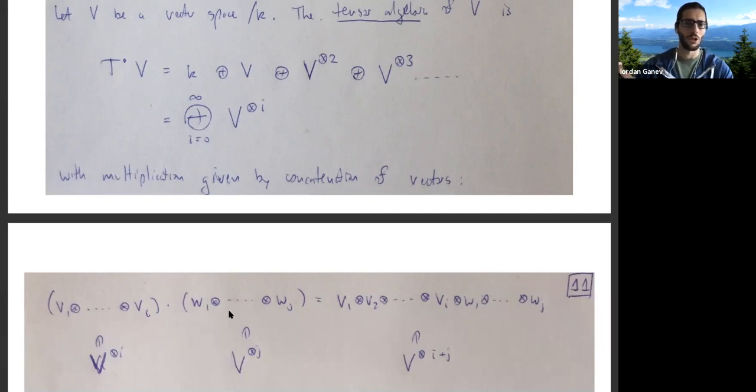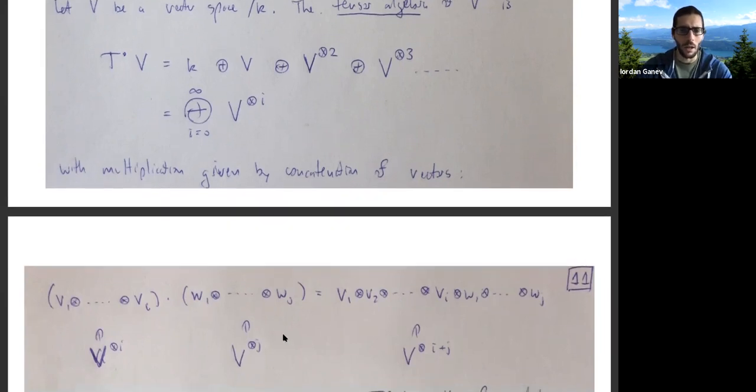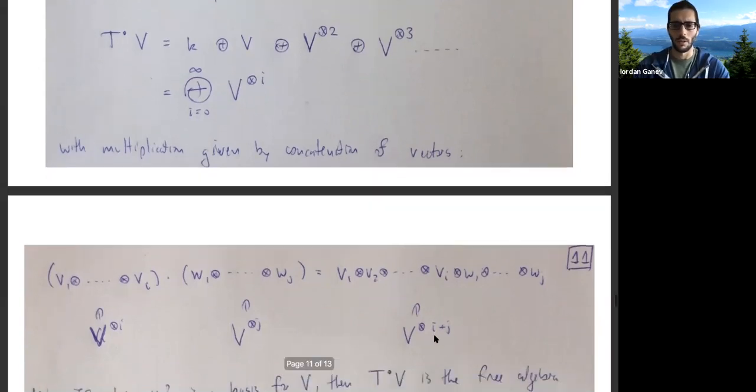So this is the definition for simple tensors. It extends in the obvious way to general tensors. So we have W1 through Wj. Each W is an element in V, but this tensor product of these W's lives in the tensor power of capital V. And this product, by definition, produces this new big tensor product inside the i plus jth tensor power of capital V. So it's just concatenation.